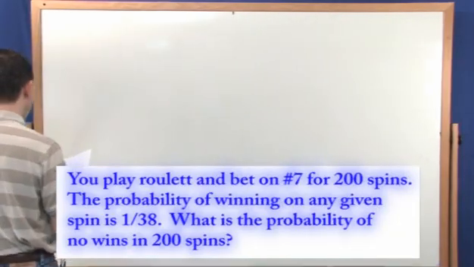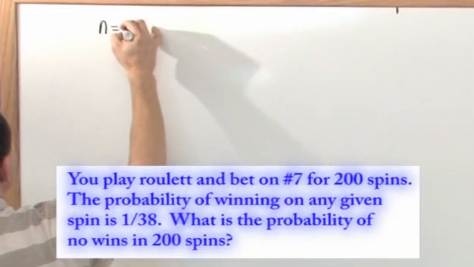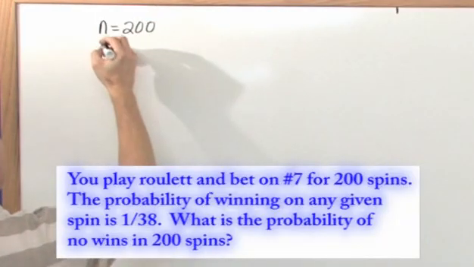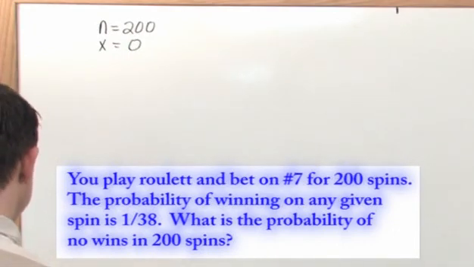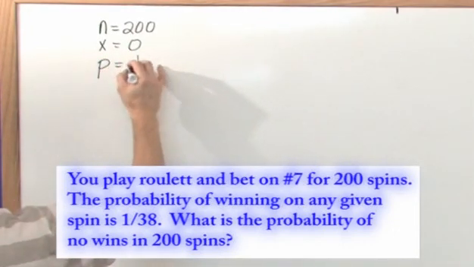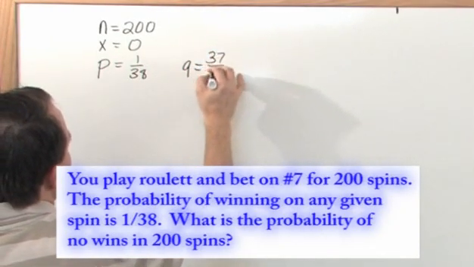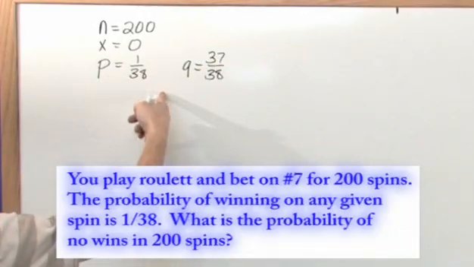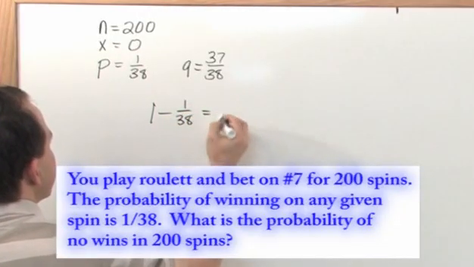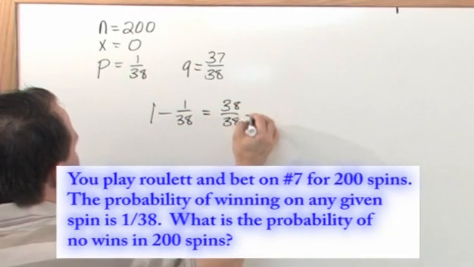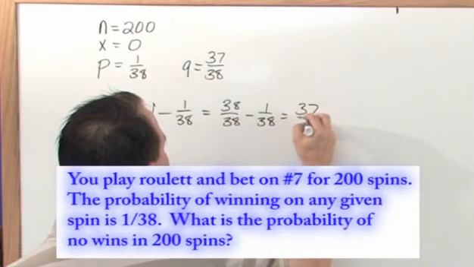Okay? So in this problem, it's a binomial distribution with n equal to 200 because that's the number of trials. x is the number of successes in those trials. I'm trying to find the probability of actually getting 0 wins. The probability of success is 1 in 38. That's given to us in the problem. And because of that, q is 37 over 38. So q is 1 minus p. And if you do 1 minus 1 over 38, 1 can be written as 38 over 38, so you have 38 over 38 minus 1 over 38, which is 37 over 38.